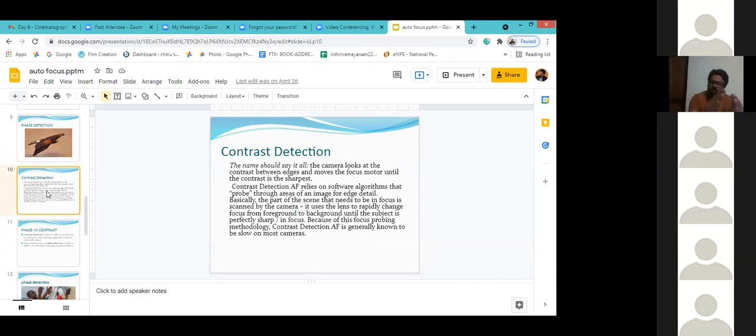वो हमेशा मिरर के पीछे एक सब मिरर होगा और उसी तरीके से वो काम करेगा. And there is a contrast detection also. Contrast detection भी होगा.